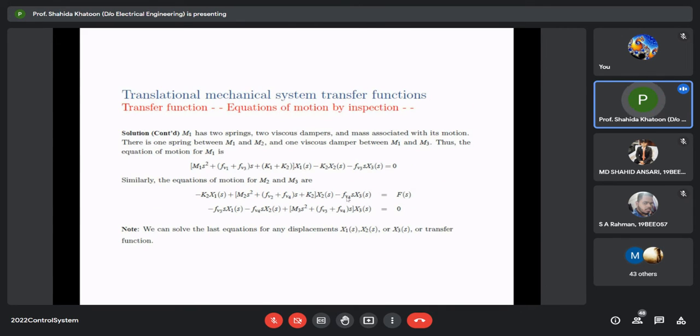So M1 has two springs, two viscous dampers, and mass associated with its motion. Therefore, this one is one big spring between M1 and M2, and one viscous damper between M1 and M3. Therefore, we get this equation. You can derive these equations yourself, and you can verify.